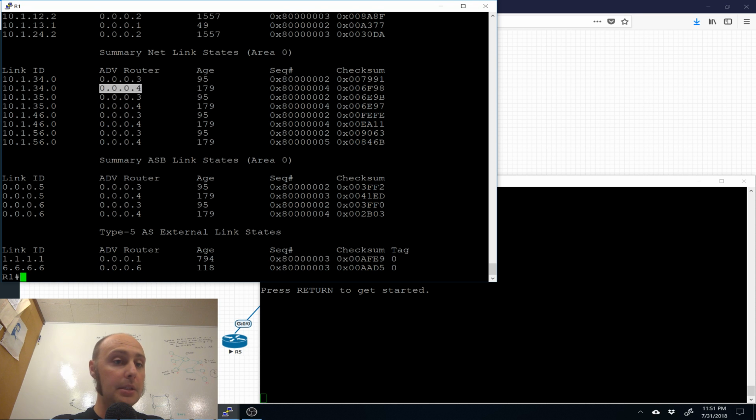Right? So again, this is what I showed earlier. 34 is being brought in by router 3, and 34 is being brought in by router 4, which makes perfect sense knowing what we know about our logical topology, the whiteboard that I showed earlier, which is 34, 35, 46, and 56 are each being brought into area 0 by both router 3 and router 4.